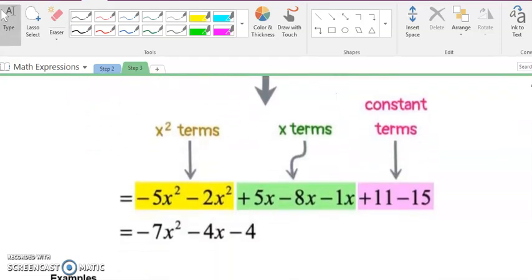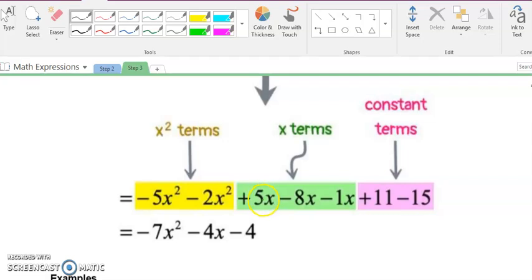I again encourage you to use color. Highlight all the terms that are Xboxes or x squared. Highlight all the terms that are X-rays or x terms. And finally, highlight all the terms that are constants, the money terms. From there, we're just putting them together. Give away 5, give away 2 is the same as giving away 7. Negative 5 take away 2 is the same as negative 7.